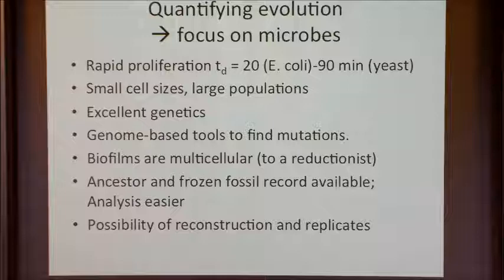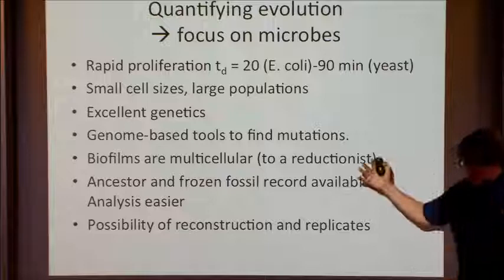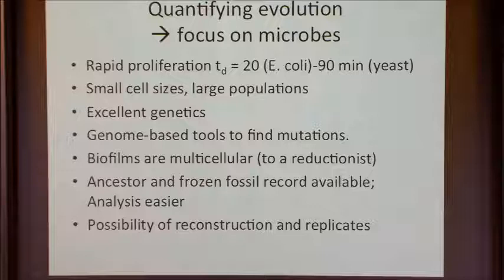And the larger the population, the larger the influx of mutations of some kind, so the larger the expected rate of evolution. There's often excellent genetics, particularly for model organisms. You can use genome-based tools to find mutations. You have, even with microbes, often forms of multicellularity.